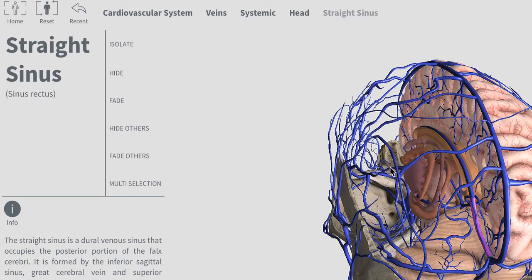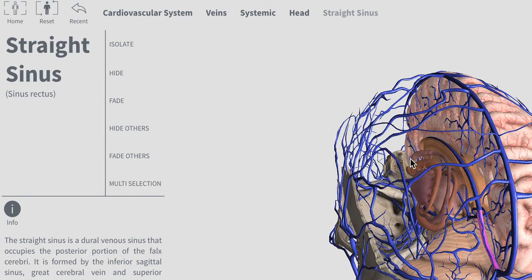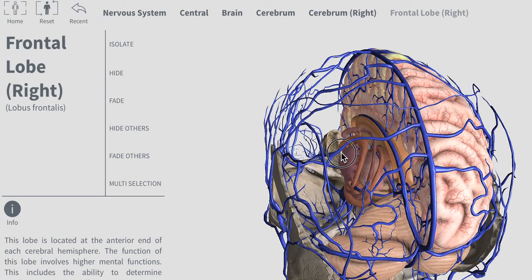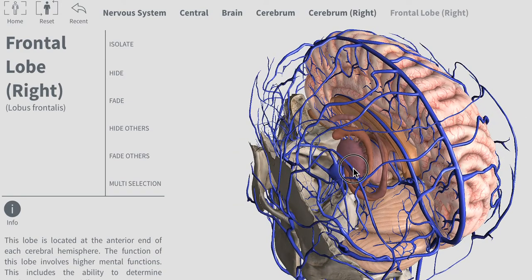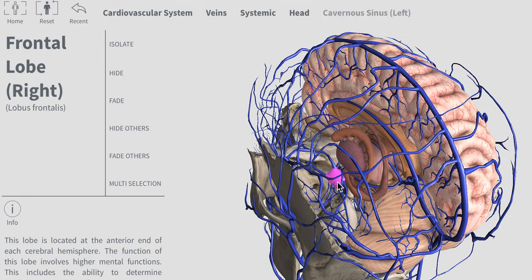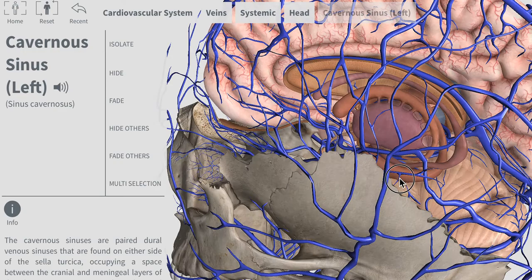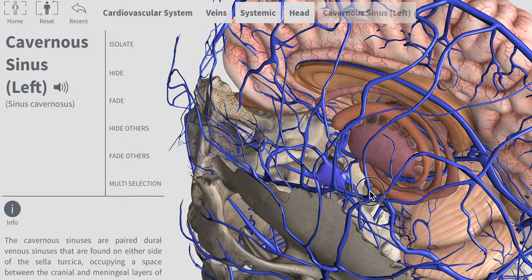Now, there is one other structure which was mentioned in the lecture. I think it was a little bit confusing just looking at the picture and not knowing how that structure goes. That is the cavernous sinus that we talked about. So the cavernous sinus is this venous structure that is located posterior to your eye.